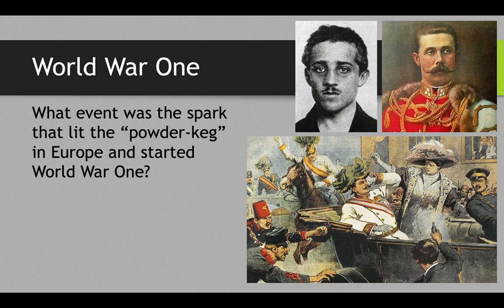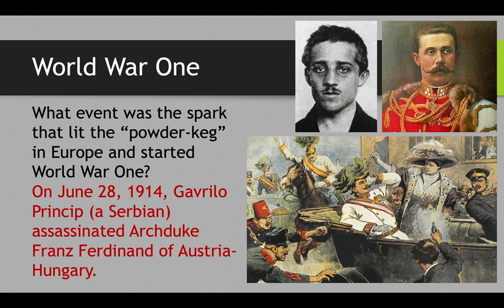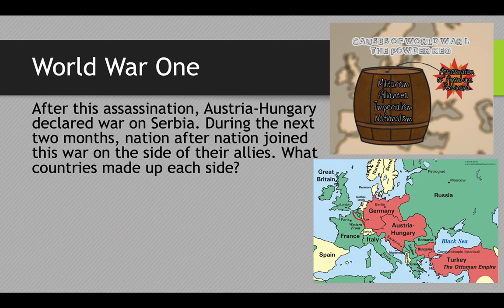And the spark that lit the so-called powder keg was the assassination of the heir to the throne of the Austro-Hungarian Empire. So Austria-Hungary had been one of the largest empires in Europe for a very long time. They dominated much of Central Europe during the time of the Habsburgs. And on June 28, 1914, a guy named Gavrilo Princip, who was a Serbian terrorist, a part of a terrorist group called the Black Hand, assassinated Archduke Franz Ferdinand and his wife, and they were the heirs to the throne of Austria-Hungary.